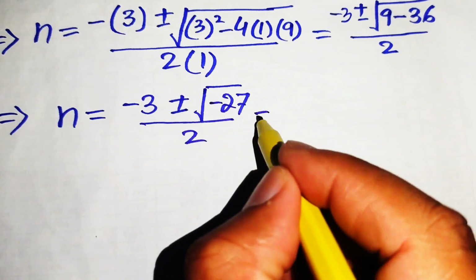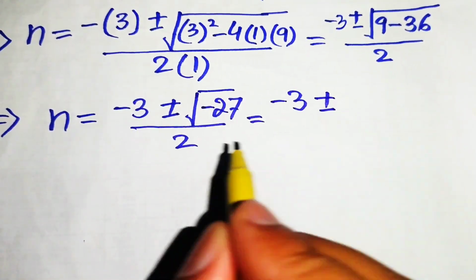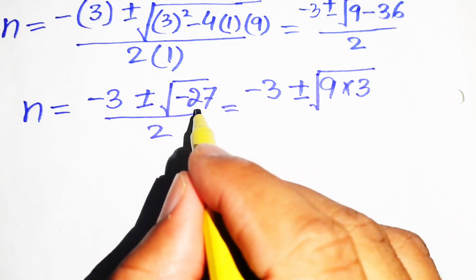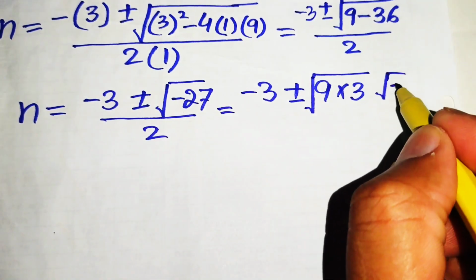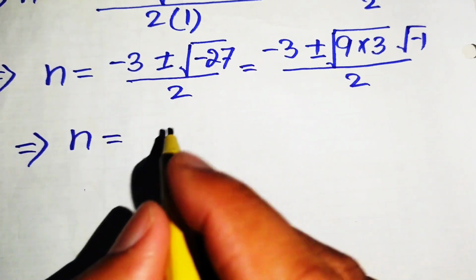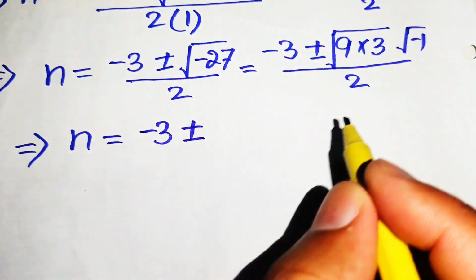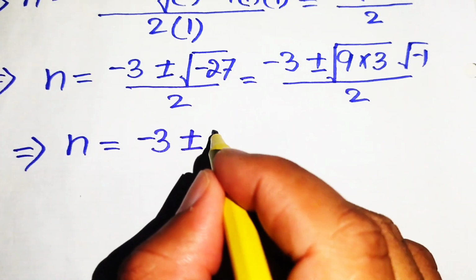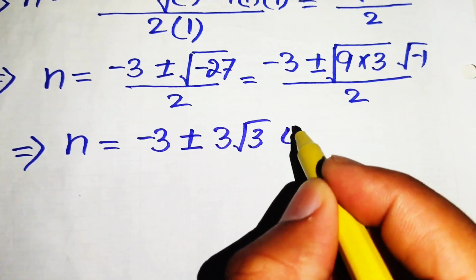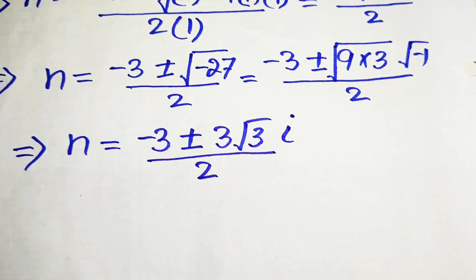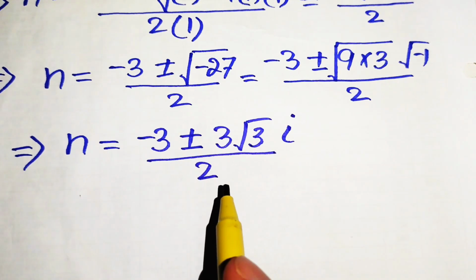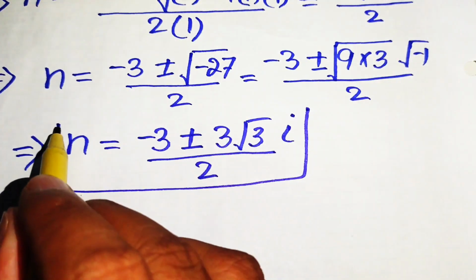Here you focus on this term, and we rewrite it as minus 3 plus minus, we write this 27 as 9 times 3. We know that 9 times 3 becomes 27, and here we separate the square root of minus 1, and this whole divided by 2. In the next step we have n equals minus 3 plus minus, we know that the square root of 9 is equal to 3 times square root of 3, and the square root of minus 1 is equal to iota, and this whole divided by 2. Hope you understand these steps. So finally these are the two complex roots of the given equation.